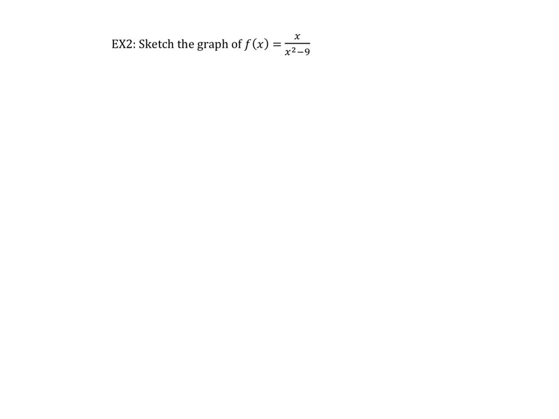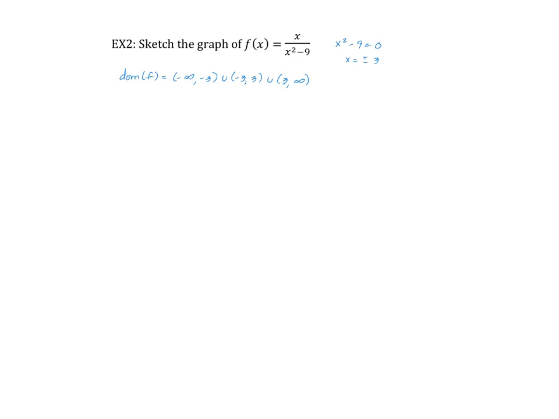Again, I don't have an interval to graph on, so I need to first figure out what the domain of this function is. Since it's a rational function, the only problem I'm going to have is when the denominator is equal to 0, which occurs when x is equal to positive and negative 3. So the domain of this function is going to go from negative infinity to negative 3, union, negative 3 to positive 3, union, 3 to infinity.